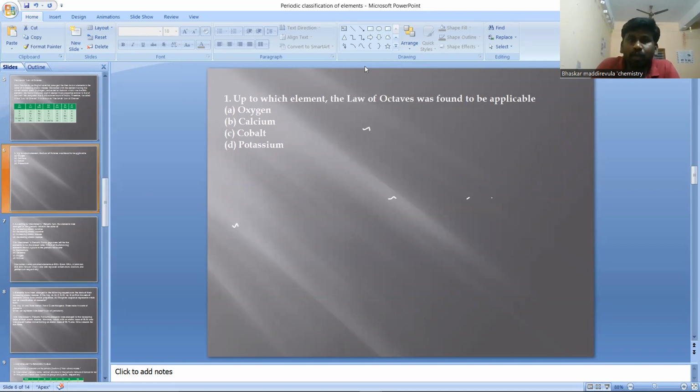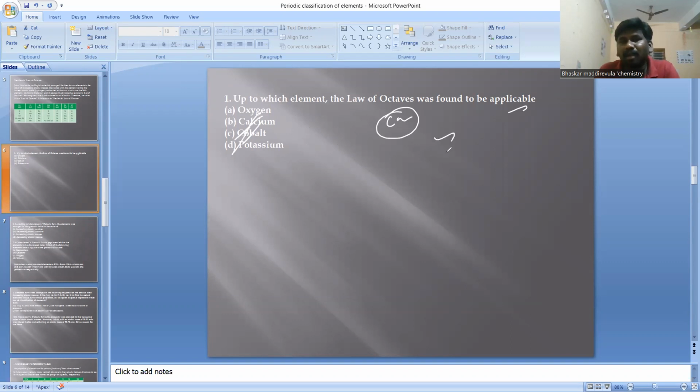We see questions here. So here we will expect a small number of questions. Sometimes they may ask you to write the limitations of Newland's law of octaves. One more question could be: up to which element was the law of octaves found applicable? Already we know this is up to calcium. So up to calcium the law of octaves is applicable; after calcium it is not applicable. Here we can expect fewer questions.